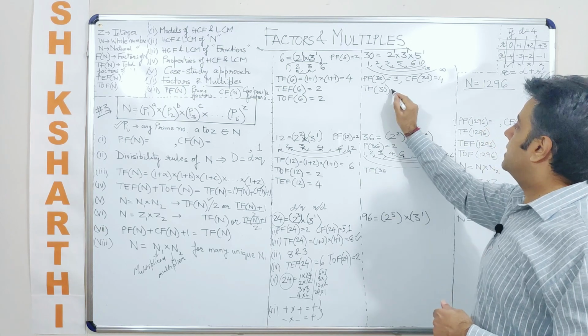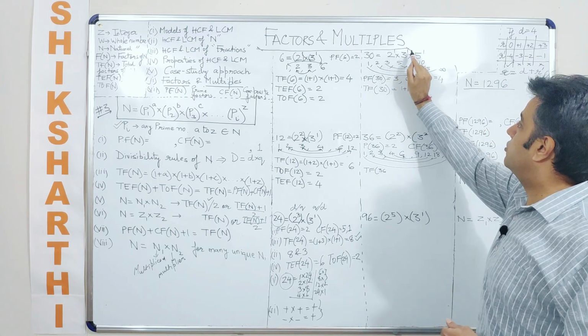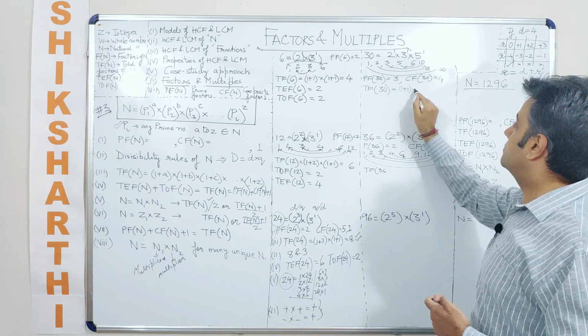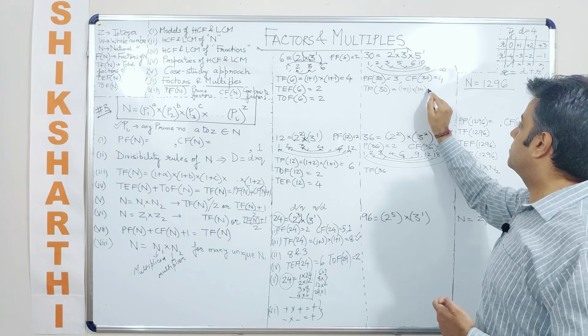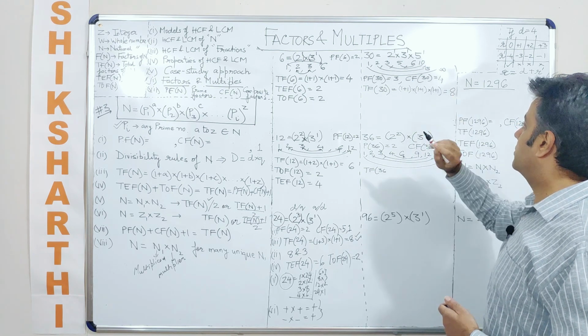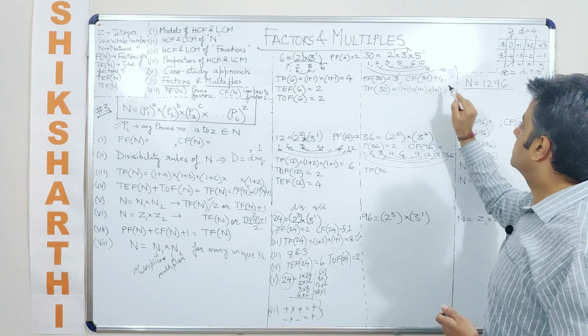Now in this case, what will I do? What is the value of A here? 1. What is the value of B here? 1. What is the value of C? Again 1. So I can say this is 1 plus 1 into 1 plus 1 into 1 plus 1. So the total number of factors that you would get for this number is 8. So in any case, this justifies your answer.